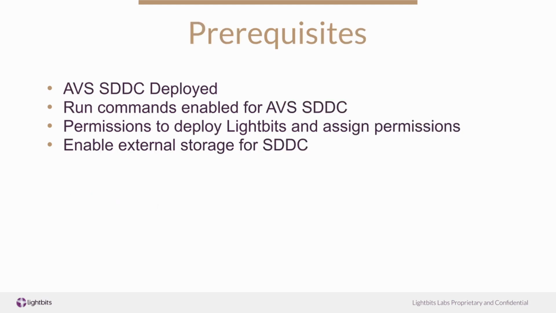So, in terms of prerequisites, if you want to follow along, feel free to, but what you'll need first is an AVS SDDC already deployed. You'll need run commands enabled for the AVS SDDC, and these are the VMFS run commands. You need permissions to deploy Lightbits and assign permissions to the Lightbits cluster, as well as the AVS resource group. And then you'll need to enable external storage for the SDDC, but we'll show you how to do that.